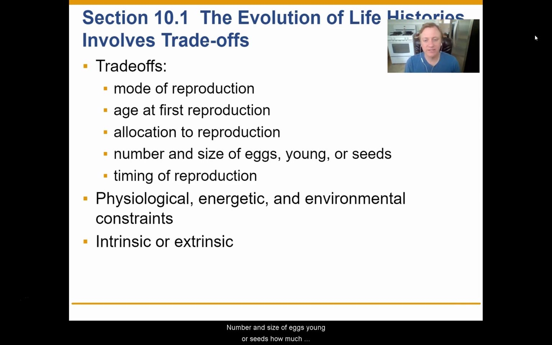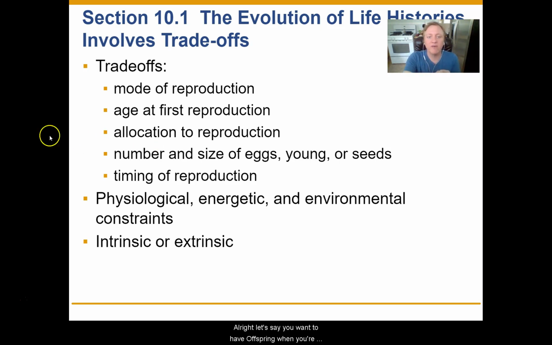Number and size of eggs, young, or seeds, how many offspring are you producing at one time. Timing of reproduction, that could be developmentally or perhaps seasonally. But again, if you decide to do one of these things, you might not be able to do another. So let's say you want to have 1,000 offspring born at a time. You're probably not going to be able to do that very often. You may probably only be able to do that one time.